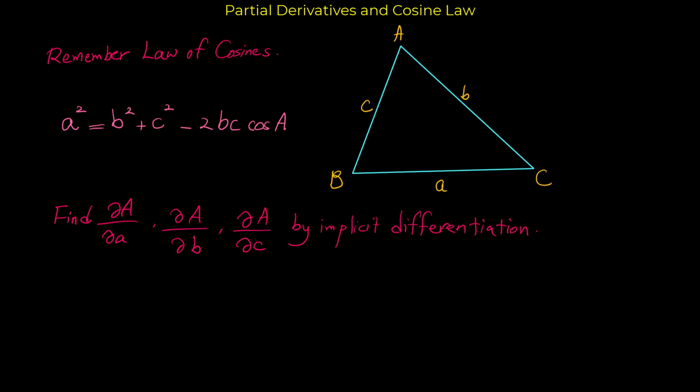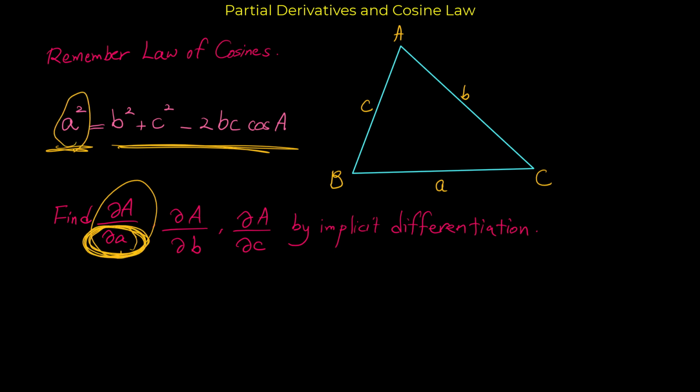Here, what do we have to do? We have to take the derivative of the left side and the right side of this equation, with respect to the variable a. What is the derivative of a squared with respect to a? 2a. The derivative of b squared and c squared would be 0 because we take the derivative with respect to variable a, so b and c are constant. We don't need to write 0, but basically we keep them here. Then we have negative 2bc. These are constant. The derivative of cosine A would be negative sine A.